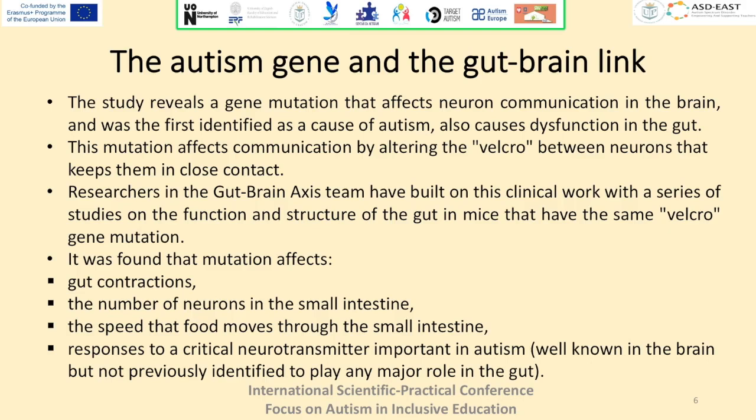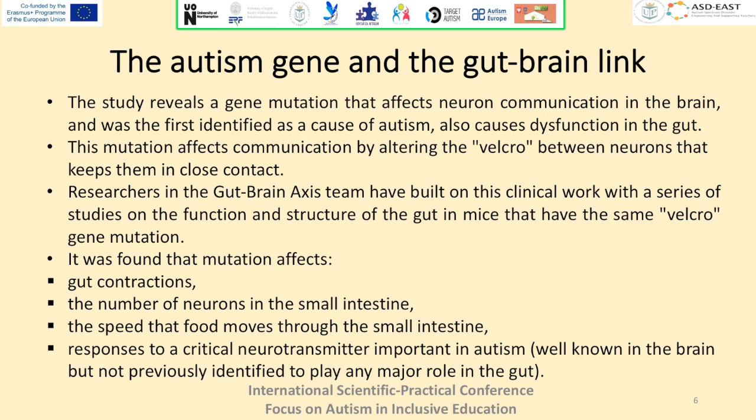There is a link between the autism gene and the gut-brain. The study reveals a gene mutation that affects neuron communication in the brain and was the first identified as a cause of autism, also causes dysfunction in the gut. This mutation affects communication by altering the velcro between neurons that keeps them in close contact.